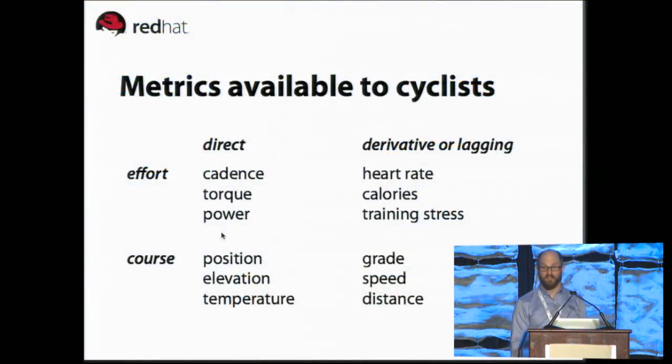The focus of my work is on cycling, so I'm going to give some brief background on what sort of metrics cyclists have at their disposal. I've divided these into 4 categories. On the top row, we're looking at things related to an athlete's effort, and on the bottom row, things related to the course. In the left column, we have direct, immediate observations. And in the right column, we have things that are derived or aggregated over time, or that lag behind someone's effort.